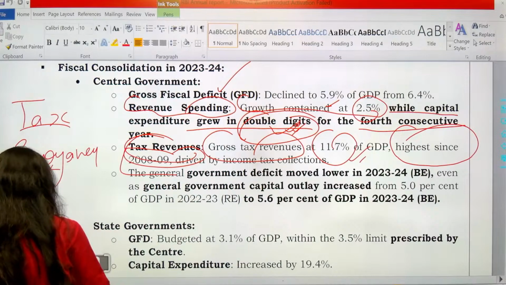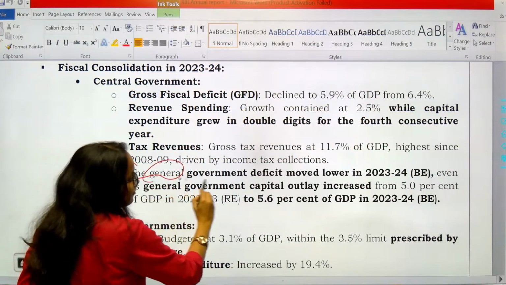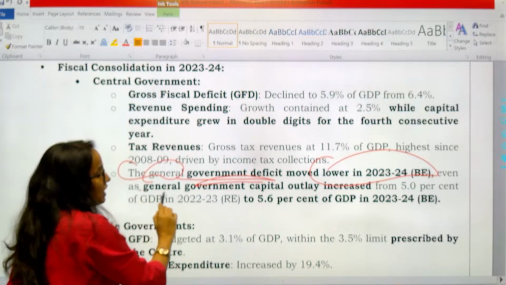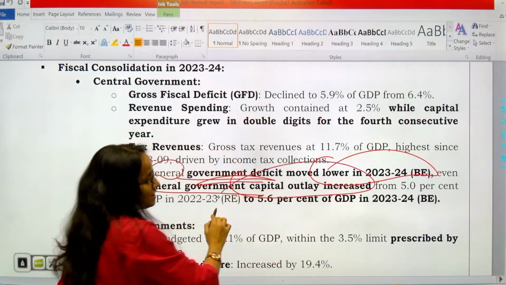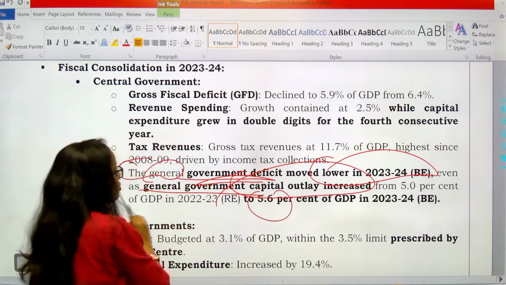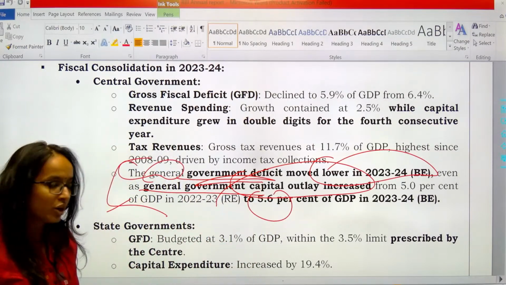Then if we talk about it, the general government deficit moved lower in 23-24, even as general government capital outlay increased from 5% to 5.6%. So here is a contrast given to you. What is the contrast?